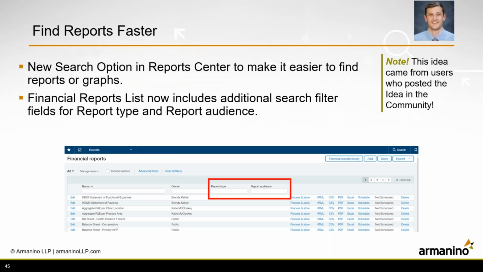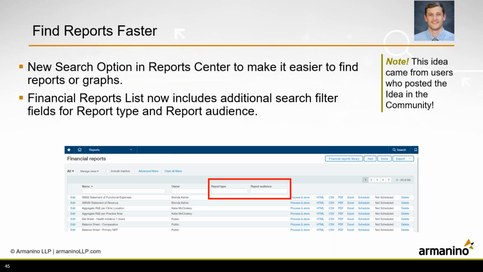So this first one is Find Reports Faster. This is a new search option in the Reports Center. If you go to Reports, Reports Center, that centralized location that has every report and graph in the system, there's now a search bar right at the top near the tabs that lets you use keywords to search. Say your company has a lot of reports and you're looking for something you haven't used before, but you think it might exist. This is a really cool way to search and see if it does exist there, and hopefully do it a lot faster.